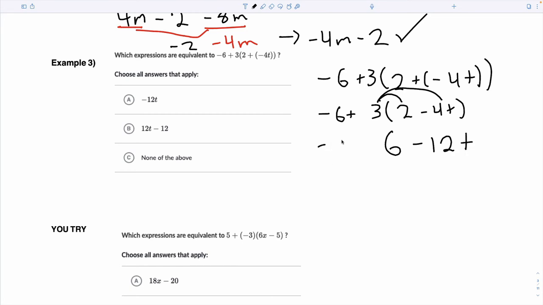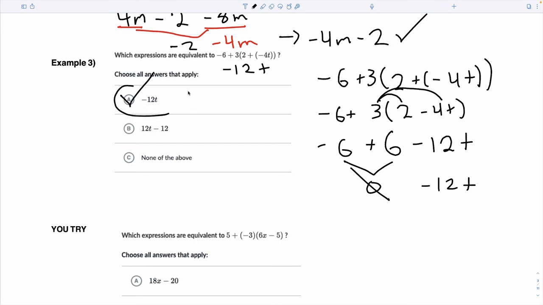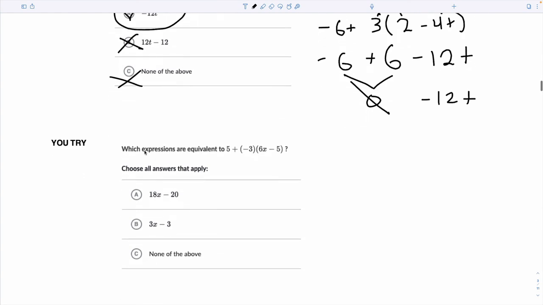Okay. Be really precise with your signs. 3 times 2 is 6. Negative 4 times 3 is negative 12. Let's regroup or simplify. That's 0. So it just cancels. Negative 12t looks like my option. The answer choice A matches, so I don't have to do anything, just circle A. B automatically doesn't match. I don't have to simplify, cross that out. A is your answer.